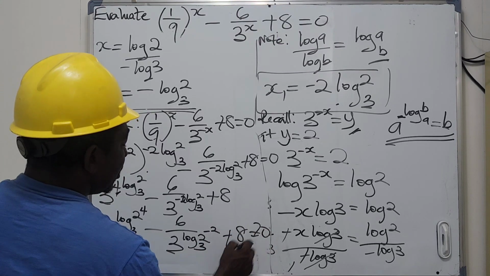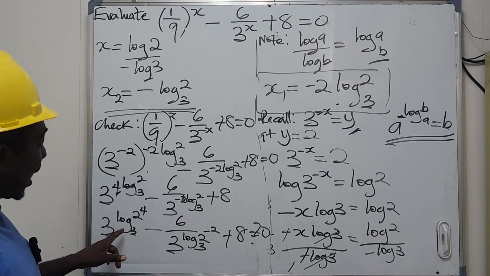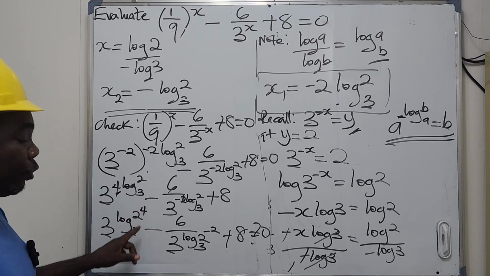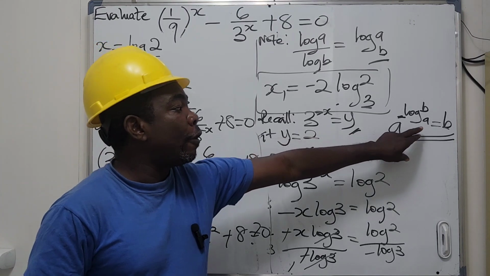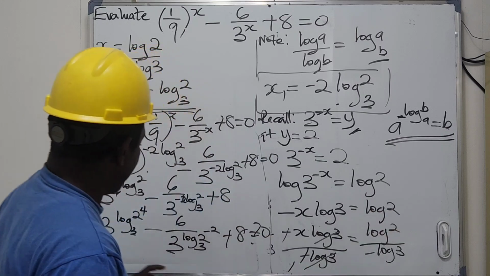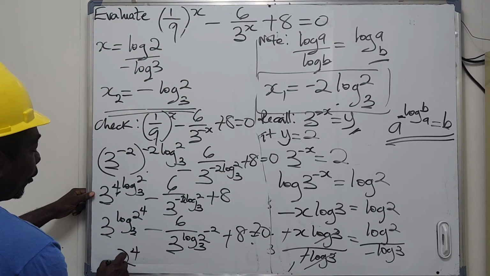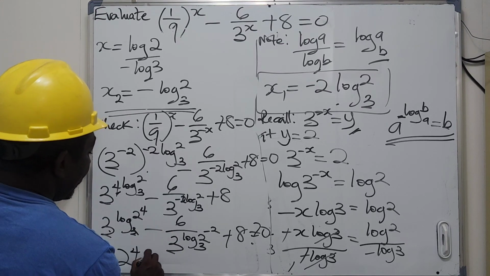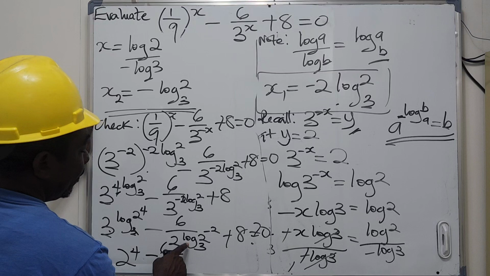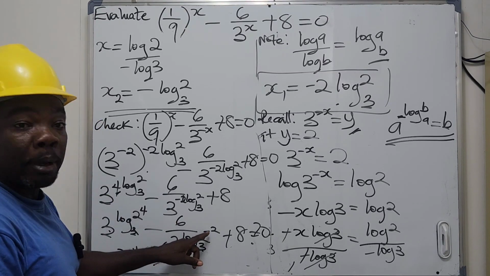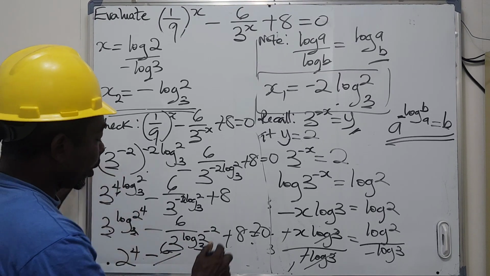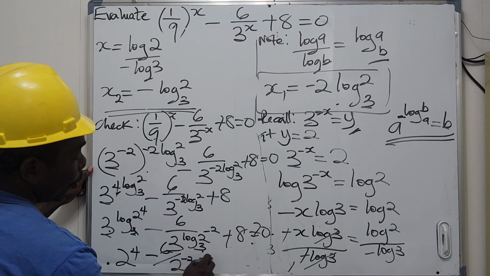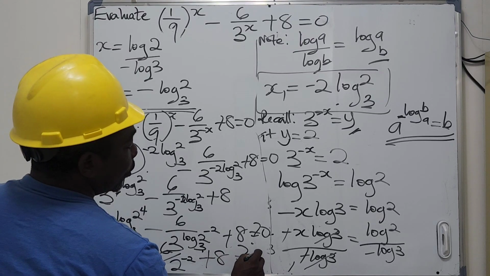Will this equal 0? In that case, we can see that log 2 to the power of 2 base 3, as this is b, will give us 2 to the power of 4, because this one will cancel here and it's left with 2 to the power of 4. Then we have minus 6 all over 3 log 2 to the power of minus 2 base 3, which will give us, because 3 will cancel here, 2 to the power of minus 2 plus 8. When we add this, will this equal 0?